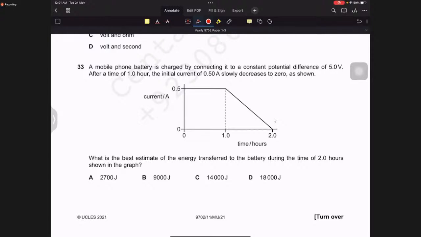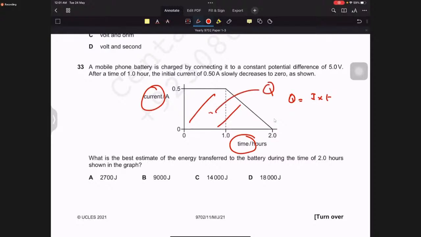What is the best estimate of energy transferred to the battery during the time of 2 hours shown in the graph? So first of all, I want to know what is the area under the graph. Charge is current times time. So if I multiply time and current, the whole area gives me the charge.